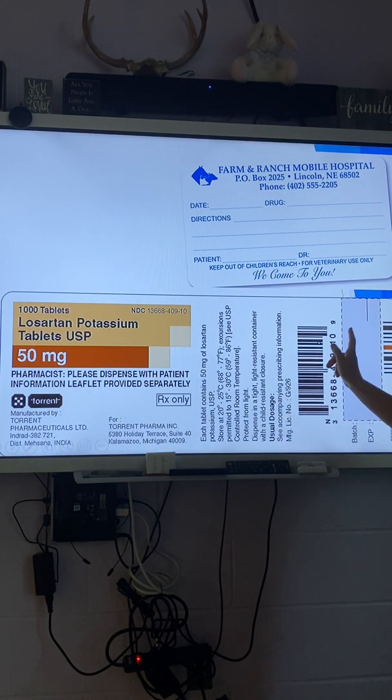Most of them don't have refills. I don't even know what losartan is. It's a human drug, I'm pretty sure. But I stole it from the internet.